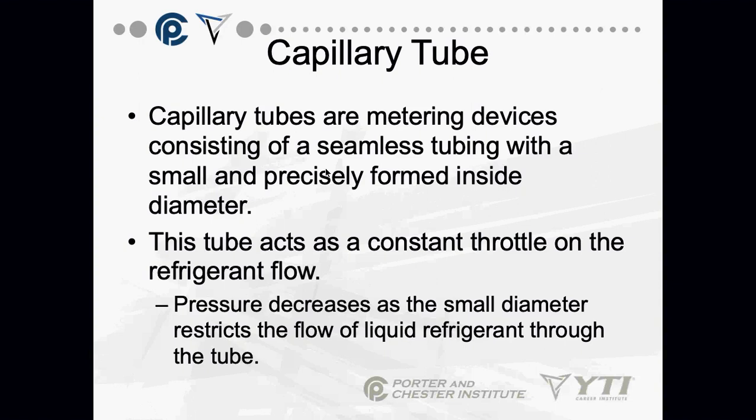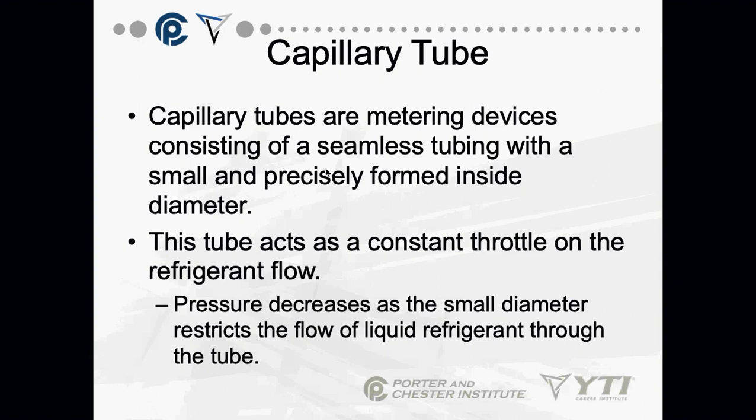Cap tubes, again, are metering devices. They're not adjustable. It's a seamless tubing, like 1/8 of an inch or lower diameter. The tube acts as a constant throttle on the flow of refrigerant. The pressure decreases as the small diameter restricts the flow of liquid refrigerant through the tube.